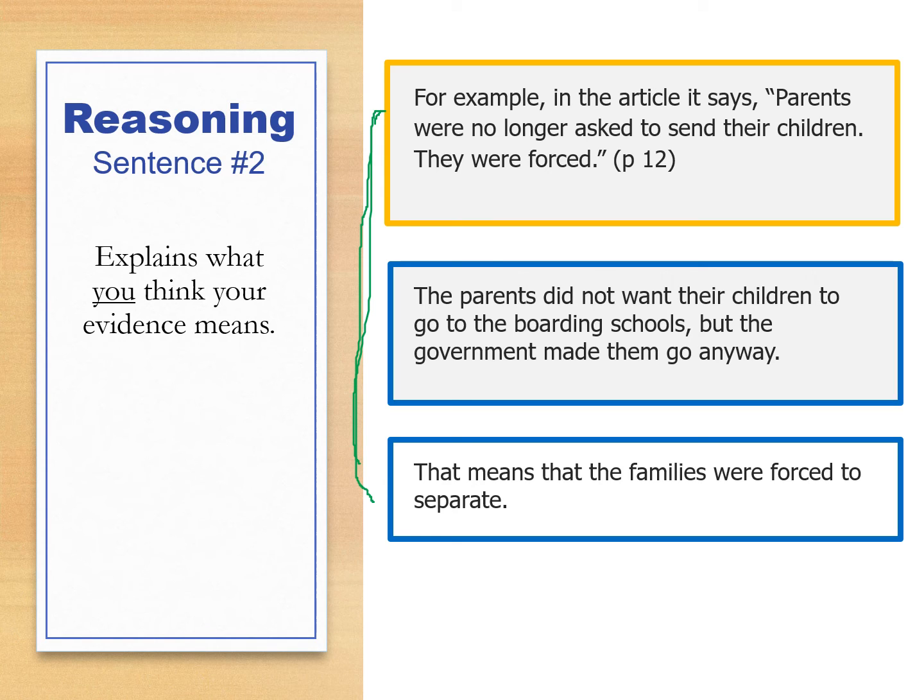Here we go. For example, in the article it says, parents were no longer asked to send their children. They were forced. Reasoning sentence number 1, the parents did not want their children to go to boarding schools, but the government made them go anyway. Reasoning sentence number 2, that means that the families were forced to separate.